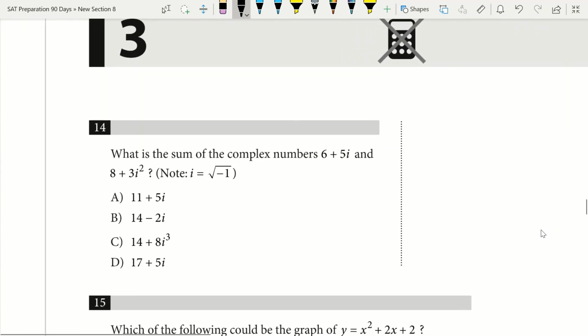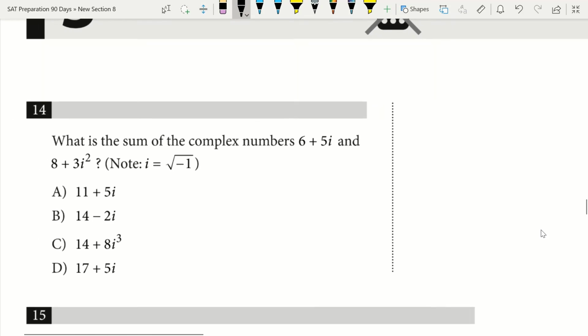All right, question 14. What is the sum of the complex numbers 6 plus 5i plus 3 times i squared? Okay, one thing you need to know is that i squared equals -1. If you don't know that, put it in your notes. Since we know i squared equals -1, we can get rid of this and then multiply by -1, which means we'll have a -3. Okay, so we have plus 8 minus 3. That's just going to be 8 minus 3. It's going to become plus 5, okay, because we're asked for the sum of these numbers.